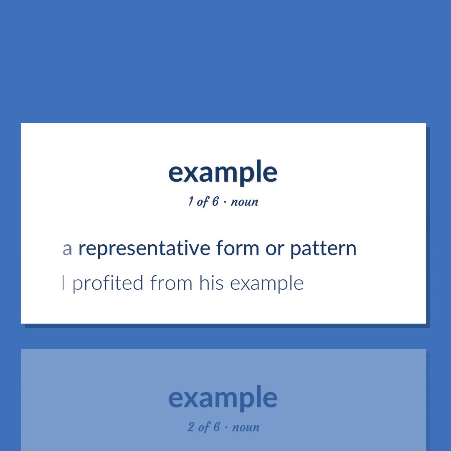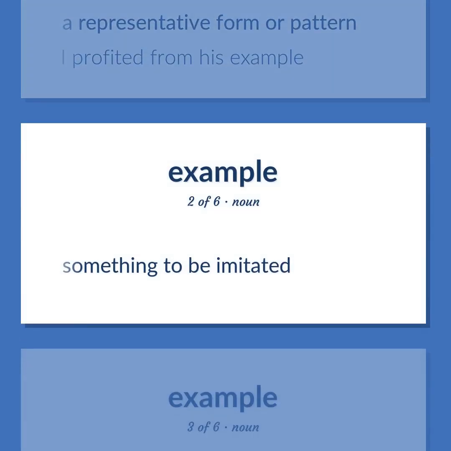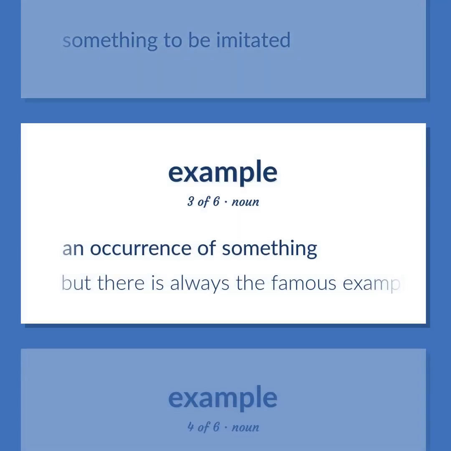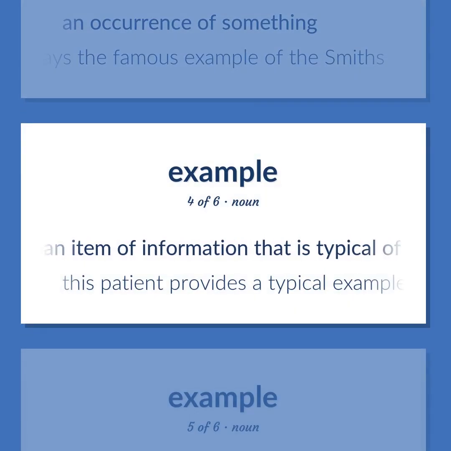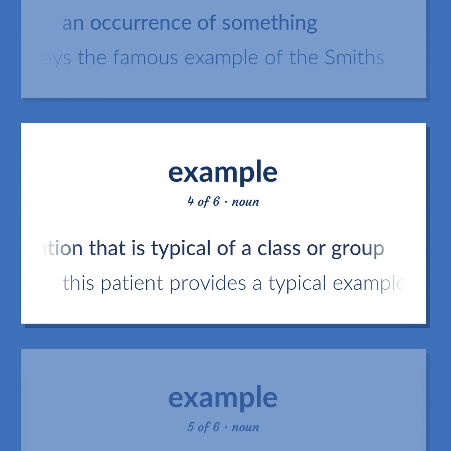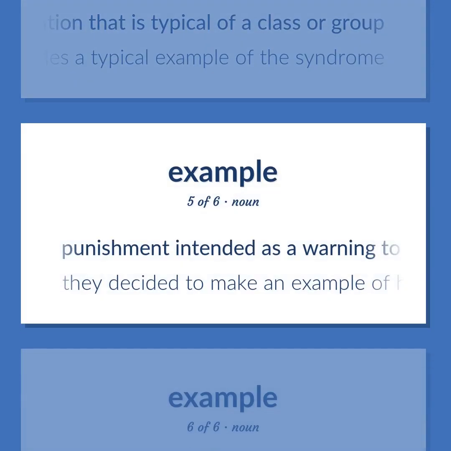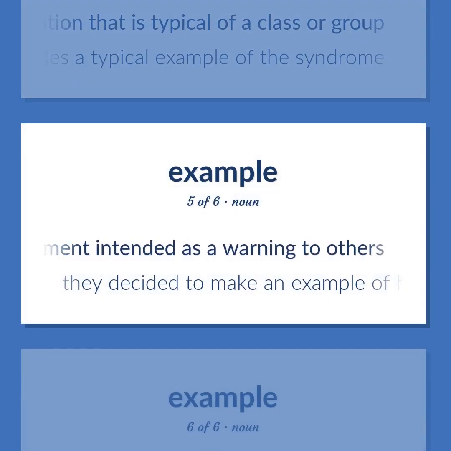A representative form or pattern. I profited from his example. Something to be imitated. An occurrence of something. But there is always the famous example of the Smiths. An item of information that is typical of a class or group. This patient provides a typical example of the syndrome. Punishment intended as a warning to others. They decided to make an example of him.